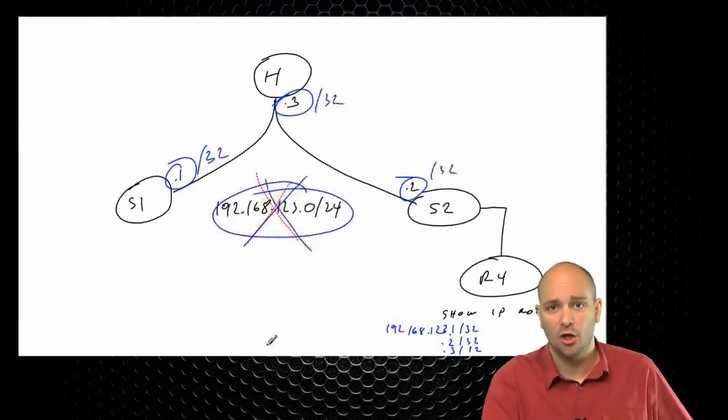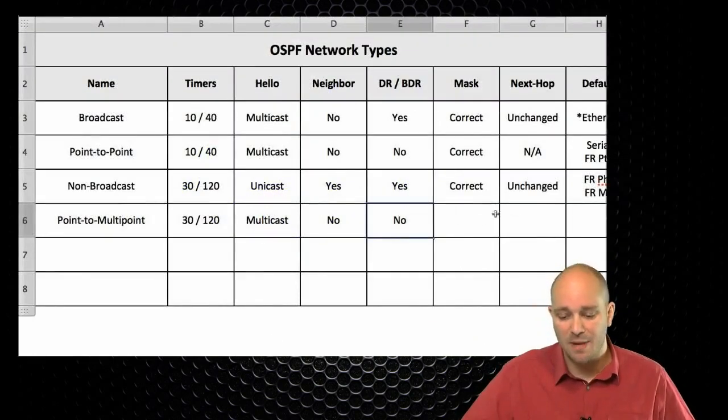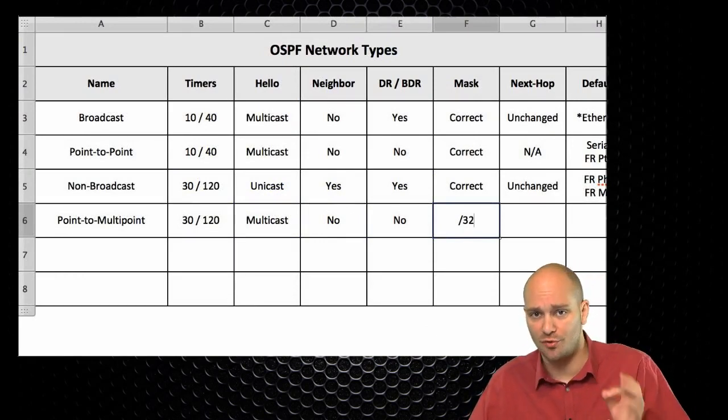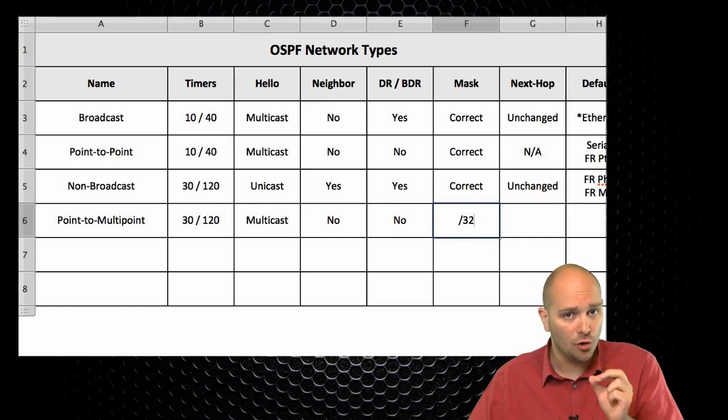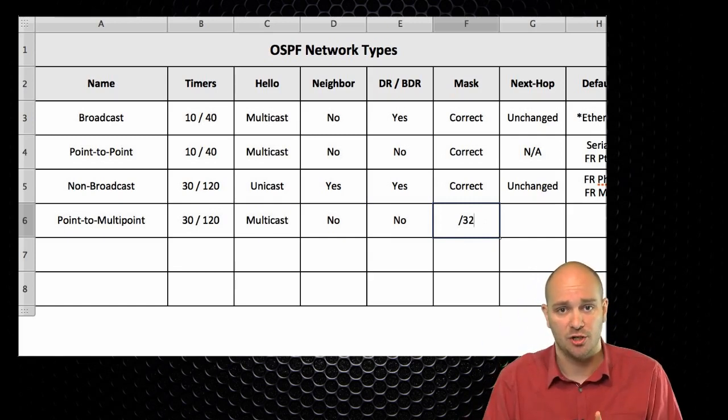Each of these routers advertised only its own IP address as /32, and none of them actually advertised their common subnet. This is what I meant by what is the mask advertised. So when you have point-to-multipoint network type, it will always be the host route advertised for your local IP address, but none of the routers will actually advertise the shared subnet.